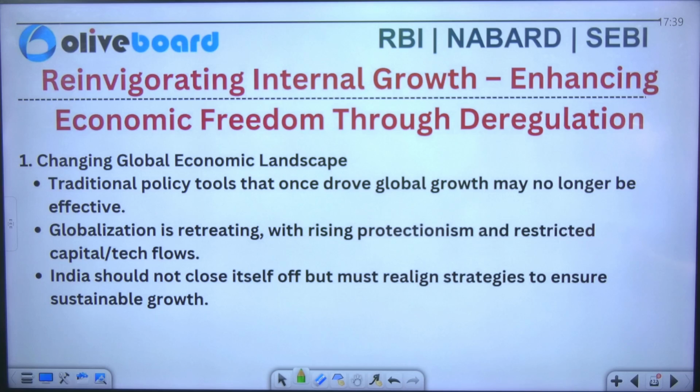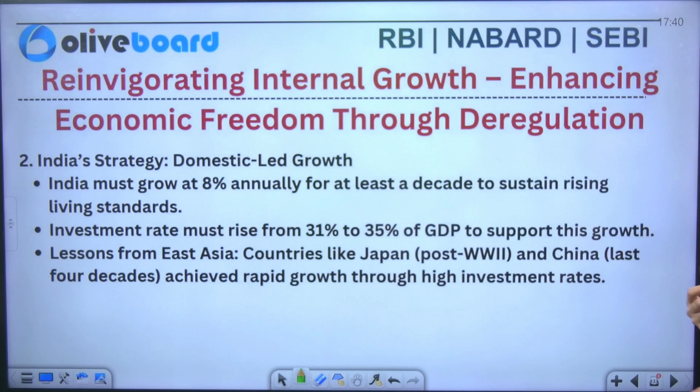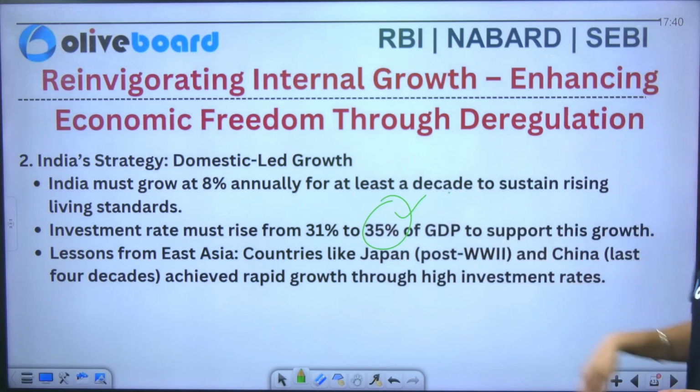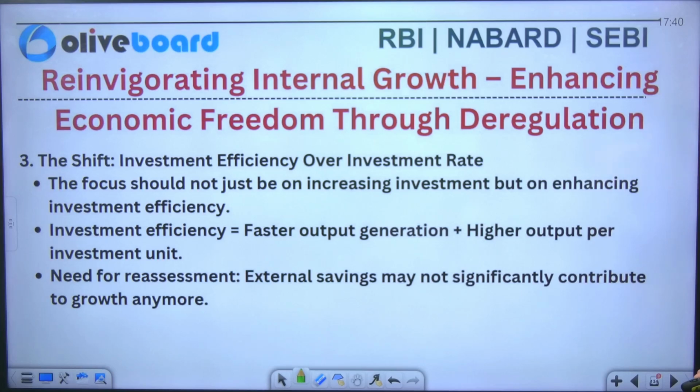So changing global economic landscape. So traditional policy tools that once drove the global growth may no longer be effective. If I talk about today, we need something else to be there so that we can bring improvement here. India की जो strategy है that is domestic led growth. अब India must grow at 8% annually, और अगर मैं investment की बात करूँ so it must rise to 35% of GDP, and we have taken lessons from East Asian countries like Japan है, China है, they have achieved rapid growth through high investment rates only. So that is what we are also integrating in our economy.